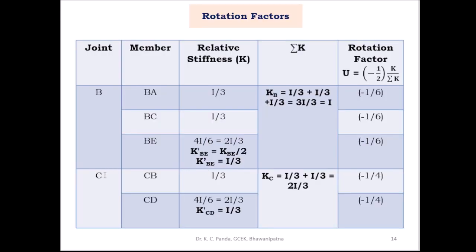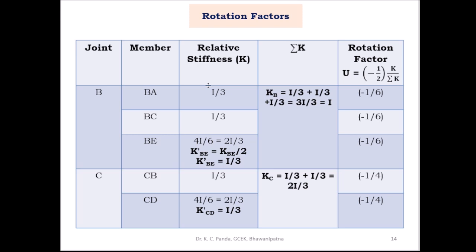Similarly, at joint C, two members CB and CD. The relative stiffness of the member CB is equal to I by 3, and CD is equal to 4I by 6, which is 2I by 3, and K dash CD is equal to I by 3. So these are the relative stiffness of the substitute members.